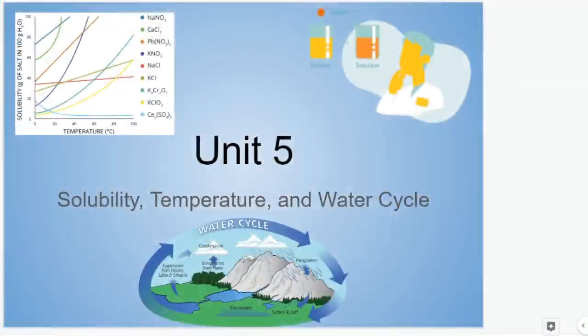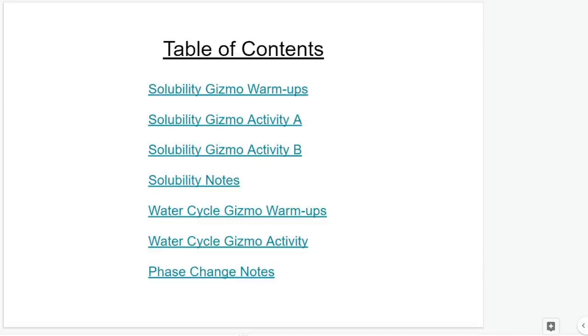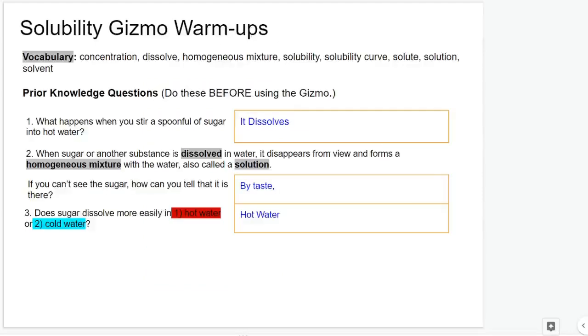This is actually a pretty long Google Slides document. If we go to our second page, you can see that I've embedded a table of contents here for you. That way, while you're taking our next checkpoint, which will be on solubility and temperature, the water cycle, and weathering, you can easily jump around to the page that you need. But we started with the warm-up from the Solubility Gizmo.